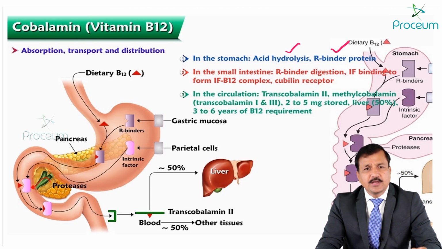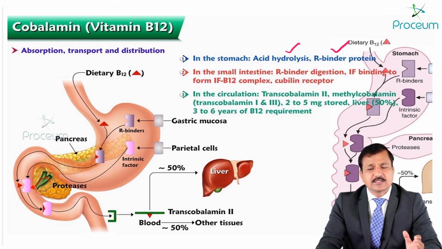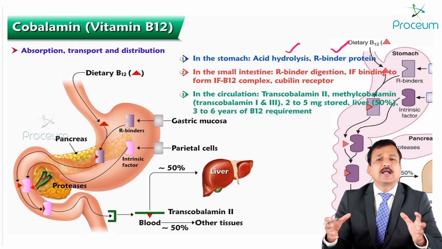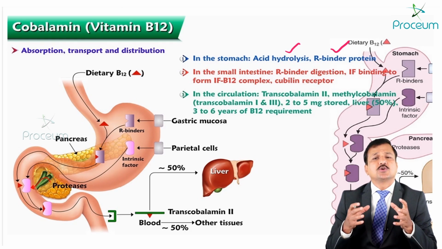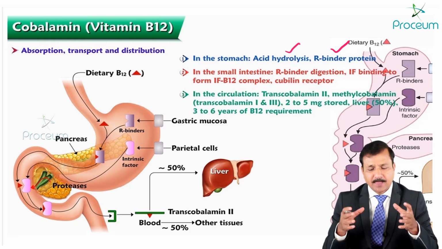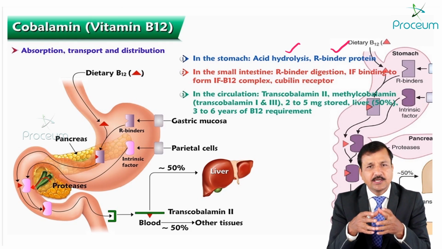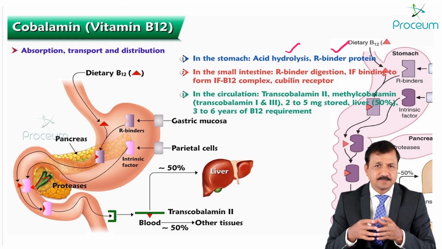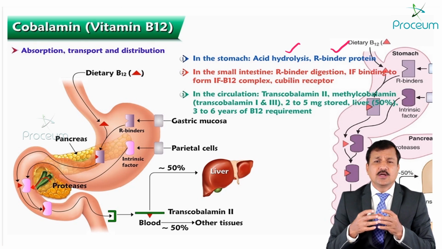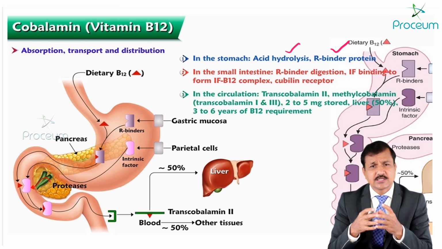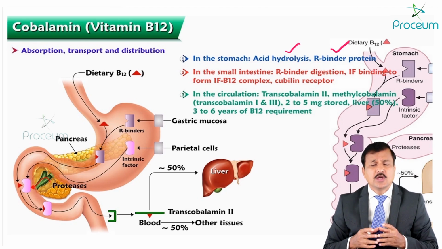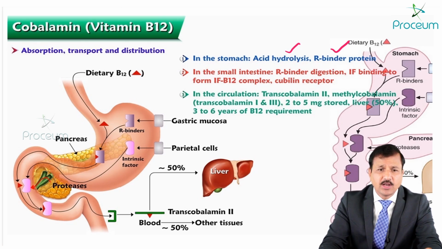This R binder protein is a glycoprotein that is released by the salivary glands, and it needs acidic pH to bind with this free cobalamin. Thereby, we have a vitamin B12 R binder complex, which is there in the stomach, and from there it enters into the duodenum. So, what happens in the small intestine?